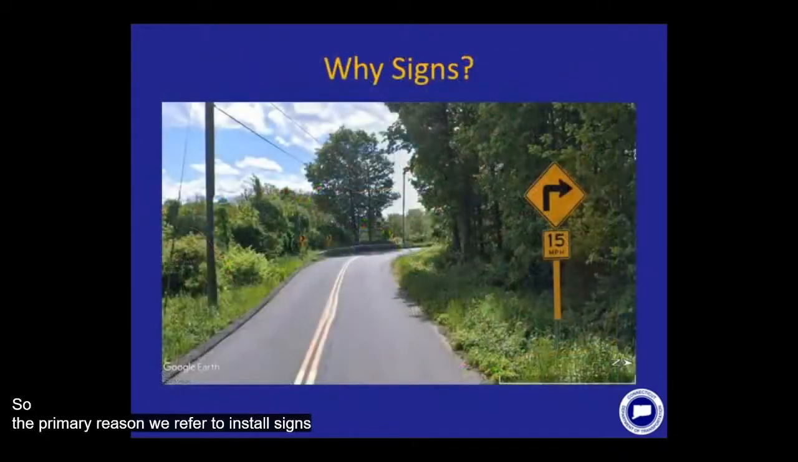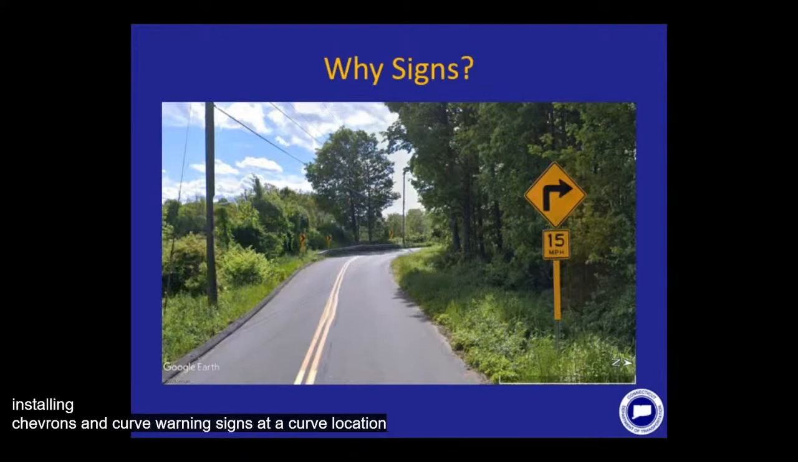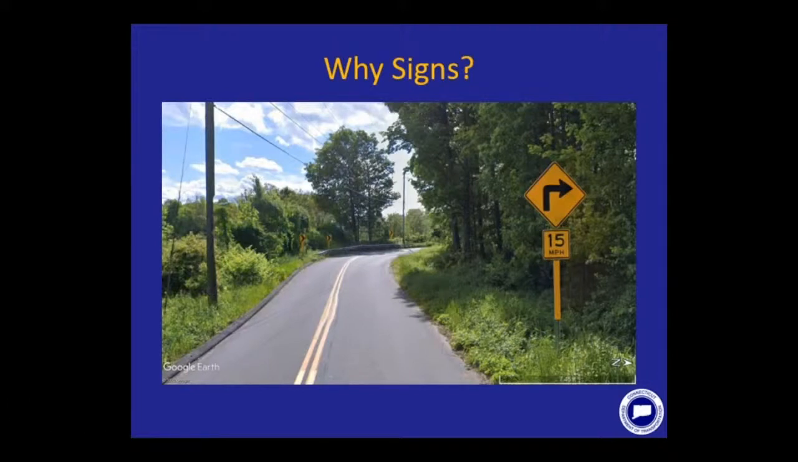So the primary reason we prefer to install signs first at a location is because we already know that enhanced delineation of curves is a Federal Highway Administration proven safety countermeasure, which is a treatment or strategy that has been research proven to reduce serious injuries and fatalities when implemented on roadways. Numerous studies have concluded that just by installing chevrons and curve warning signs at a curve location, we can reduce crashes by anywhere between 30 to 50%.